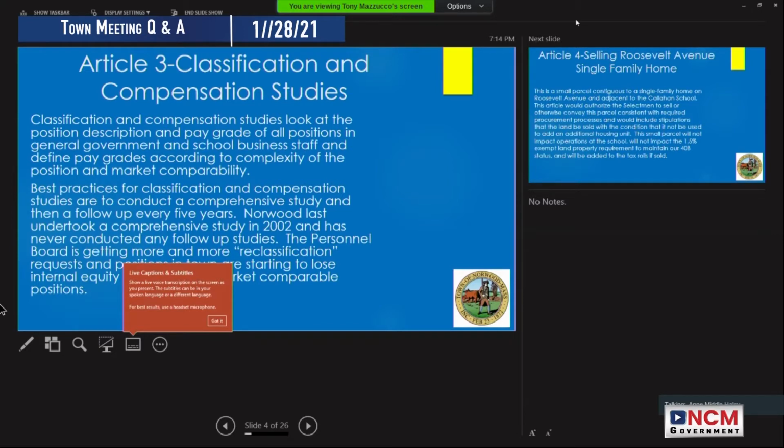But I have a couple of things. When we did the classification the last time, which is way too long ago, we did have a group of people who were involved with this. I know that it was the HR person. Did we have an HR person back then? I think so. Mr. Carroll, there was somebody from the Finance Commission, somebody from the Selectman's Office, and a couple of other people.